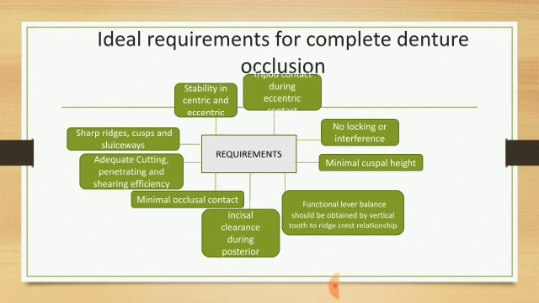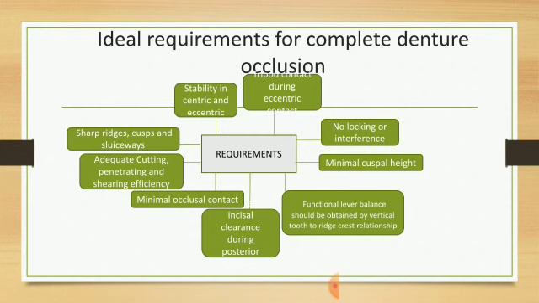Third, there should be no locking or interference of the teeth. Fourth, there should be minimal cuspal height of the teeth. As cuspal height would be minimum, there would be minimal interference or locking of the teeth. So we need minimal cuspal height. Fifth, functional lever balance should be obtained by vertical tooth to ridge crest relationship. When we do the teeth setting of the denture, the teeth should not be too far from the residual ridge, because as the teeth would be farther from the residual ridge, the forces would be more over the ridges. So the teeth as well as the ridge should be close enough to avoid excessive forces.